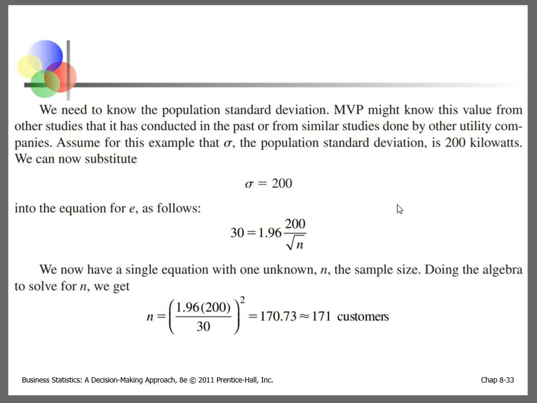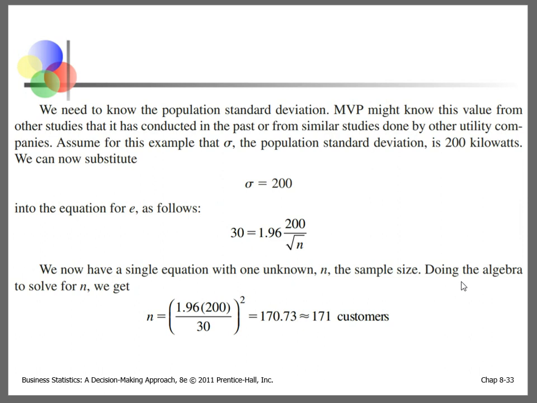We need to know the population standard deviation. MVP might know this value from other studies that it has conducted in the past or from similar studies done by other utility companies. Assume for this example that the population standard deviation is 200 kilowatts. We can now substitute the population standard deviation into our equation, leaving us with the unknown variable n. And we now have a single equation with one unknown, which is the sample size.